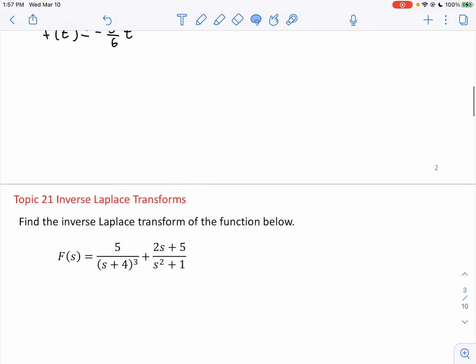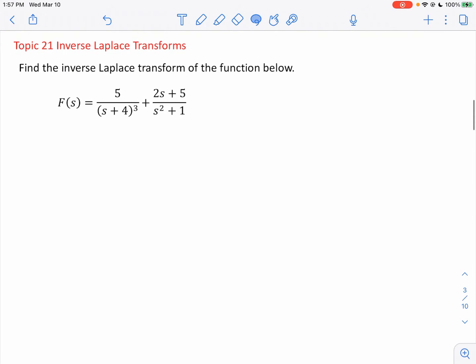Okay, let's go to the next slide. Find the inverse Laplace transform of the function below. So this one gets a little bit more complicated. We have a few functions added together. And there are a variety of ways in which we might do this. I think the best way to do this is to address them one at a time. So let's look at 5 over s plus 4 cubed.